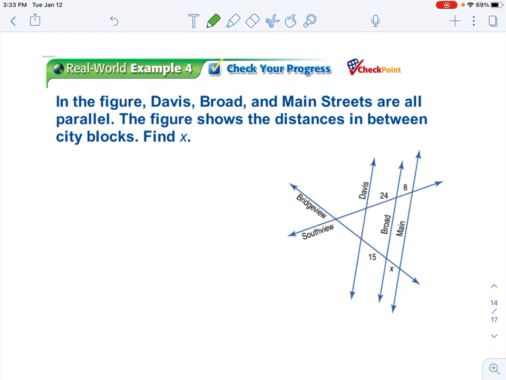We have another one in the figure. Davis, Broad, and Main Streets are all parallel. The figure shows the distance in between city blocks. Find x. So once again, set up a proportion between our city blocks.